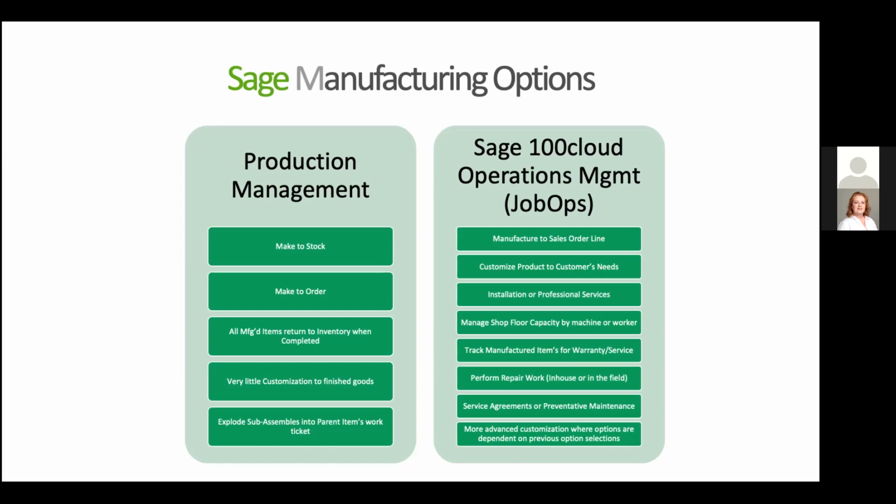All right. Production management is also not going to help you perform repair work or maintain service agreements with preventative maintenance or track warranties and some of those other things. Those are not built into production management. You might have other third-party software sets that allow you to do that in Sage, but production management will not assume those responsibilities. Those would be something that would be more in operations management, formerly known as JobOps, still up there, or Sage 100 Cloud.